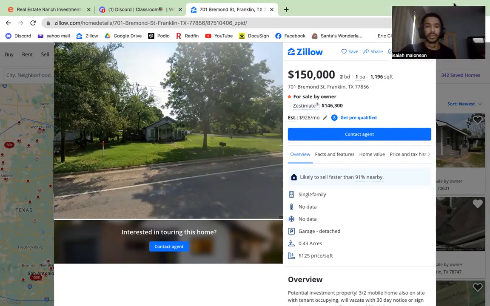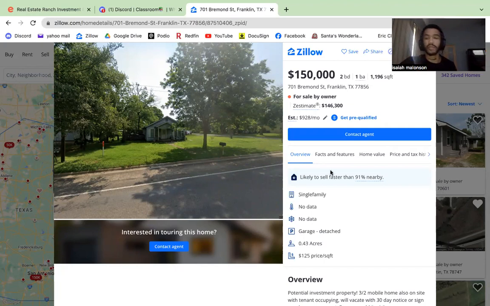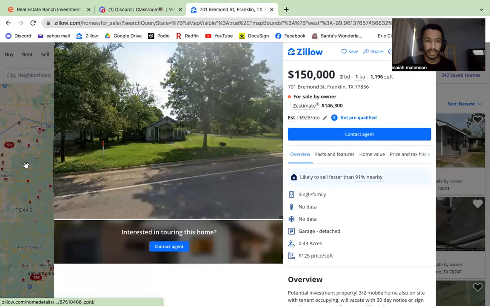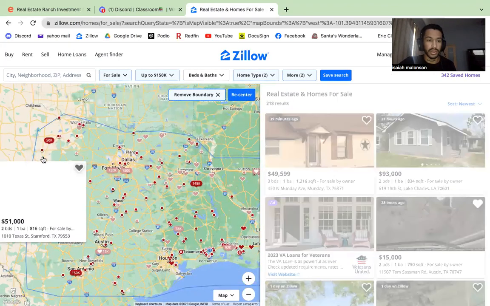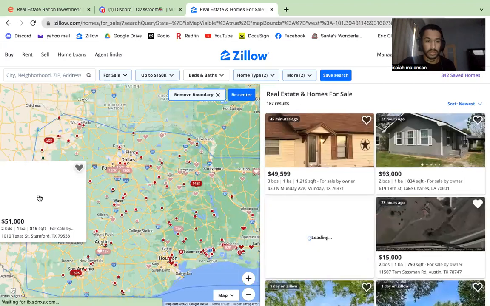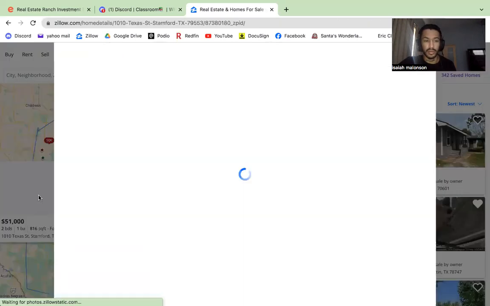For sure. Now let's say you can't find any comps. It's in a rural area. I would just do 0.6 of their asking. So let's say 150 times 0.6. I would offer 90 grand. Straight up, same thing. Let's say that it's somewhere out here. There's probably a rural area right here.